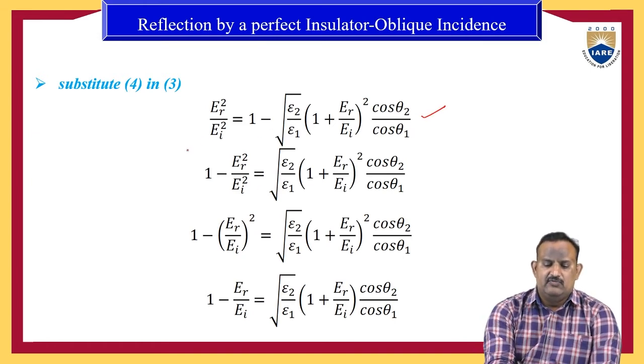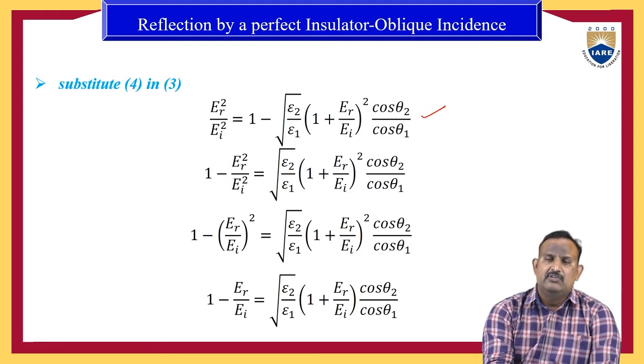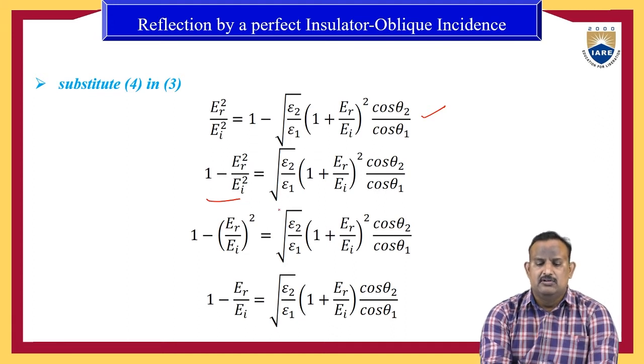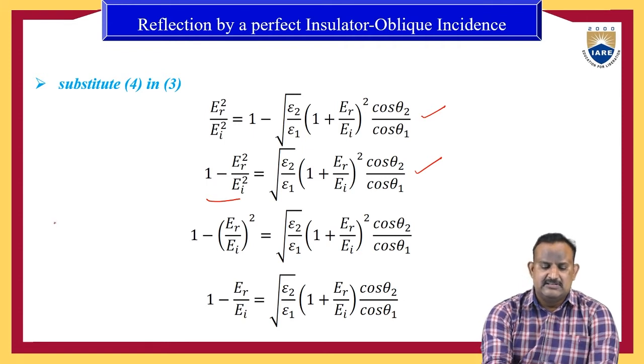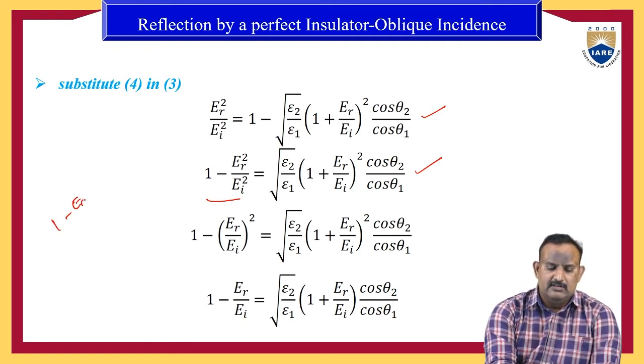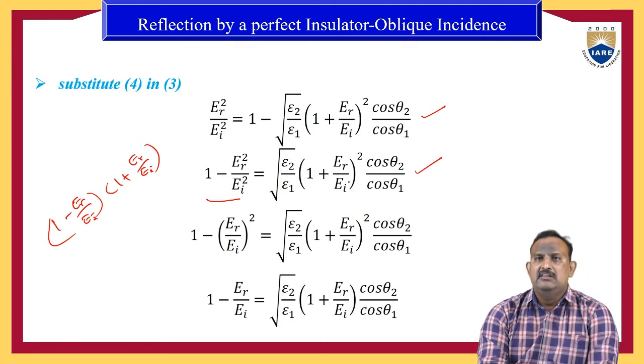Here we can again simplify the equation. The right side term we can move to the left hand side. Therefore, it becomes 1 minus ER square by EI square equal to root of epsilon 2 by epsilon 1 into 1 plus ER by EI whole square into cos theta 2 by cos theta 1. Here it is just like A square minus B square, which can be expressed as 1 minus ER by EI into 1 plus ER by EI. And here we have 1 plus ER by EI whole square.